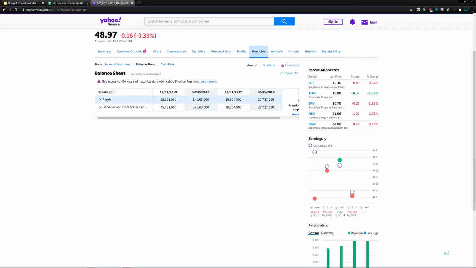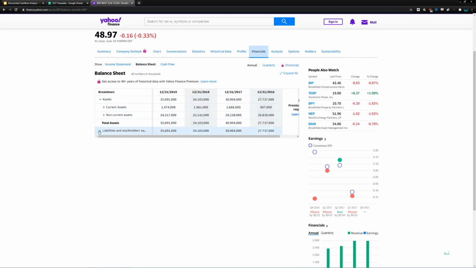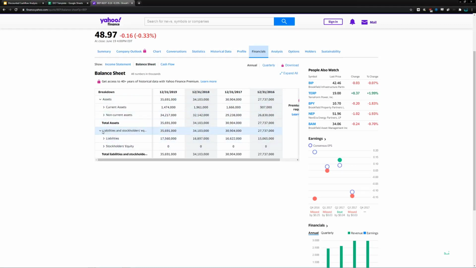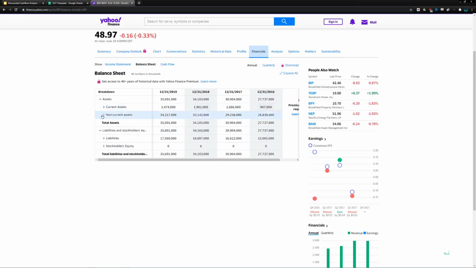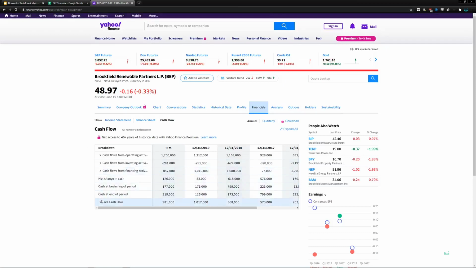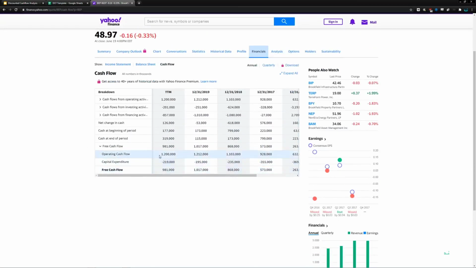Yahoo Finance has come a long way. In the past, it used to be really buggy and their data was all wonky and it just wasn't organized, but they've cleaned it up a lot. So this is a great resource if you are looking for something free. They even calculate free cash flow for you right here at the bottom. And they do it the simple way, just using operating cash flow minus capital expenditures.